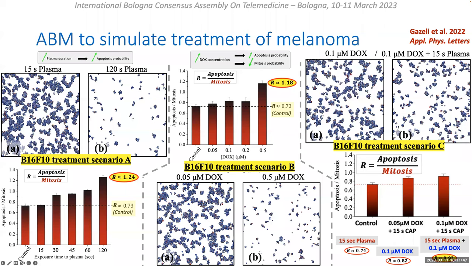In the first treatment scenario, where the medium was subjected to plasma before culturing the cells, we plot out the ratio of apoptosis to mitosis probability as extracted from the simulations, and we compare it with the control.